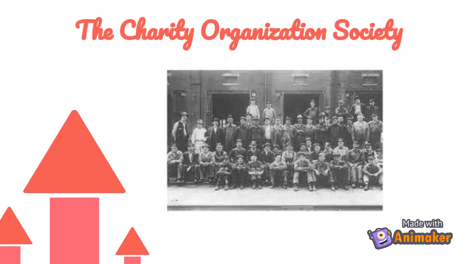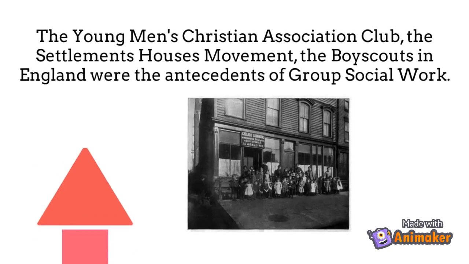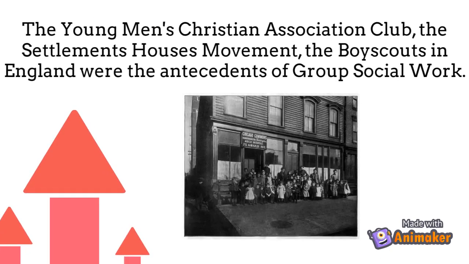It was developed in the United States during the 19th century by Anna L. Davis and Mary Richmond at the Charity Organization Society. In the United States, the experience of various youth and religious self-help clubs founded at the end of the 19th century opened new questions and avenues of intervention, such as the Young Men's Christian Association club and the Settlement Houses movement. The Boy Scouts in England were the antecedents of group social work.